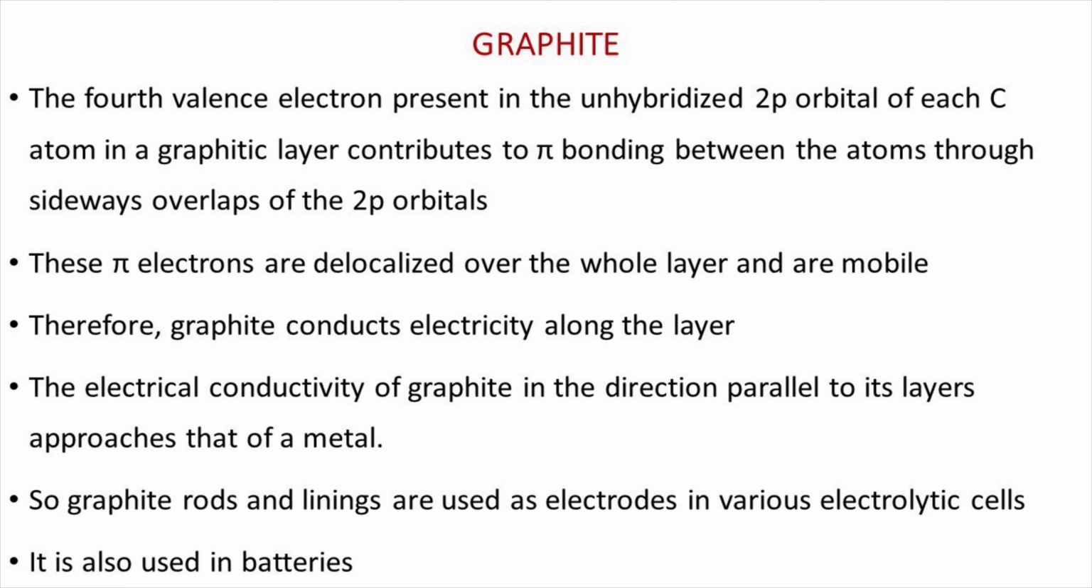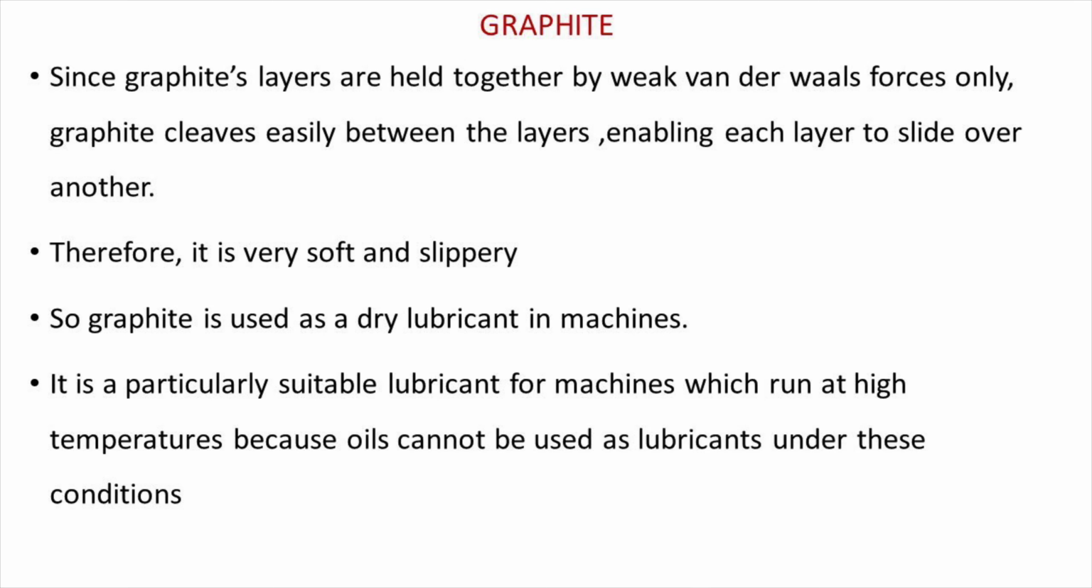The electrical conductivity of graphite in the direction parallel to its layers approaches that of a metal. So, graphite rods and linings are used as electrodes in various electrolytic cells. It is also used in batteries. Since graphite layers are held together by weak van der Waals forces only, graphite cleaves easily between the layers, enabling each layer to slide over another. Therefore, it is very soft and slippery. So, graphite is used as a dry lubricant in machines.